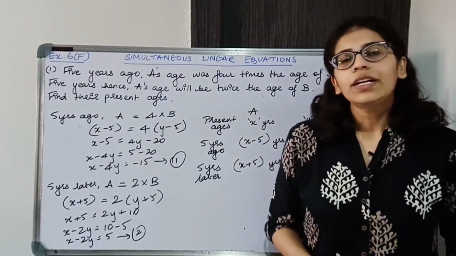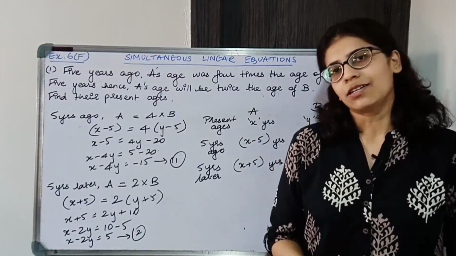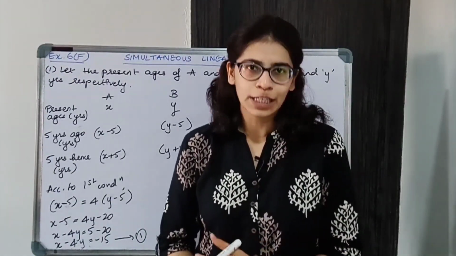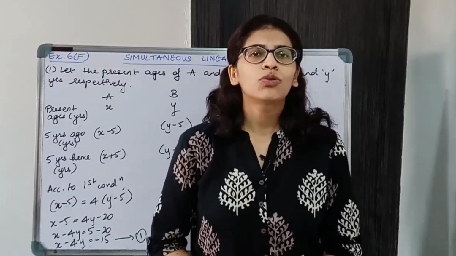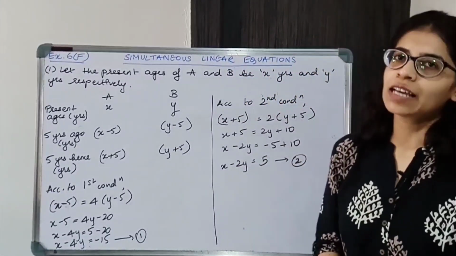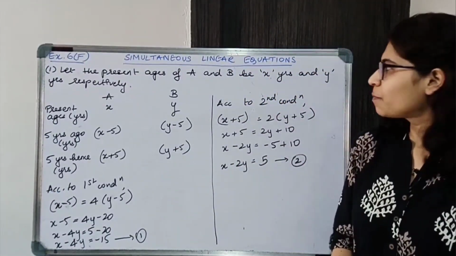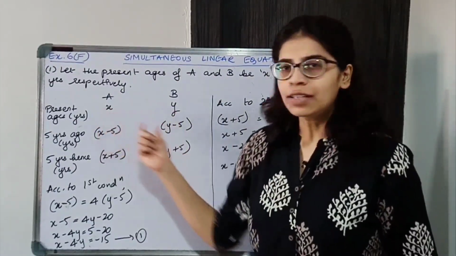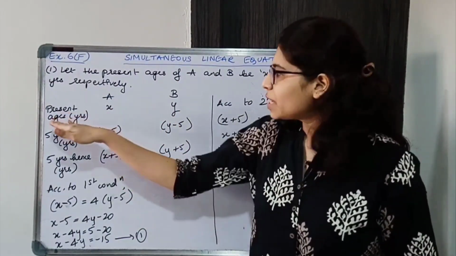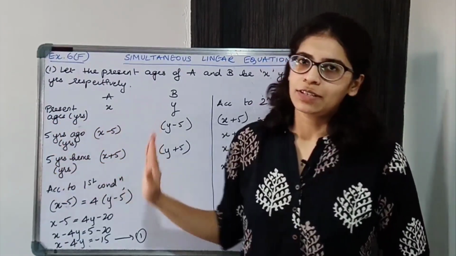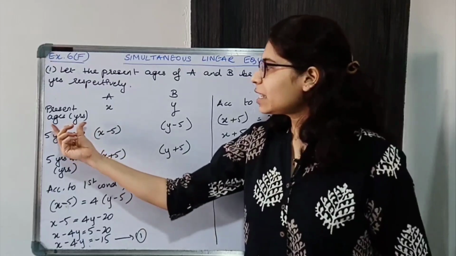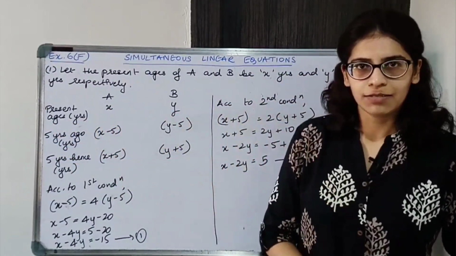Now let us write down proper statements and then start solving. The first statement will be about the ages that we have assumed, the present ages. So the present age of A we have taken as x years and B as y years. That will be the first statement. It would be better if you make a table like this: present ages, 5 years ago and 5 years hence. What will be the ages of A and B? So present ages we have taken as x years and y years.